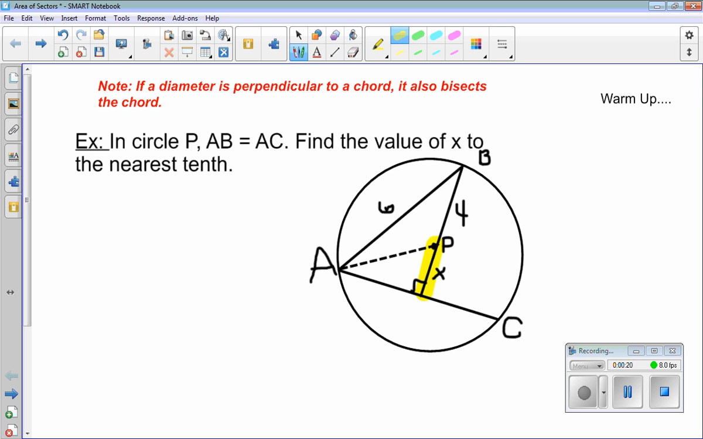Go ahead, Taylor. You don't know that? Oh, I'm so sorry, you do know that. Yes you do, look at that. So you know that that's true. Okay, so you know that this length is 6, keep going. So if the chord is bisected, then the bottom length of the triangle should be 3 over here, I agree. How does it help me find x though?